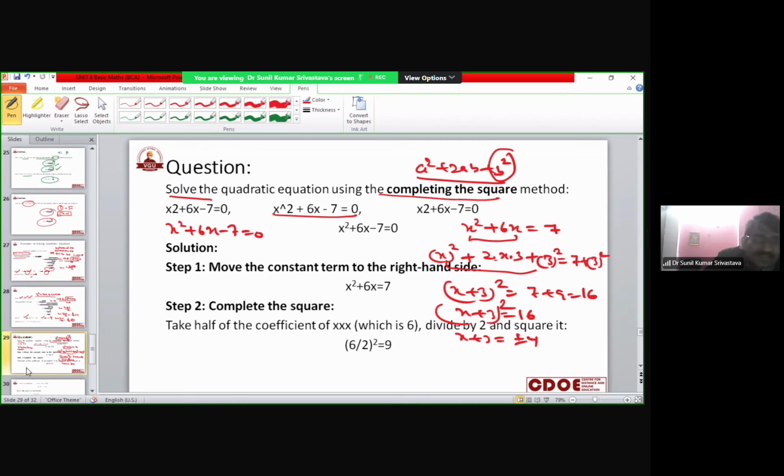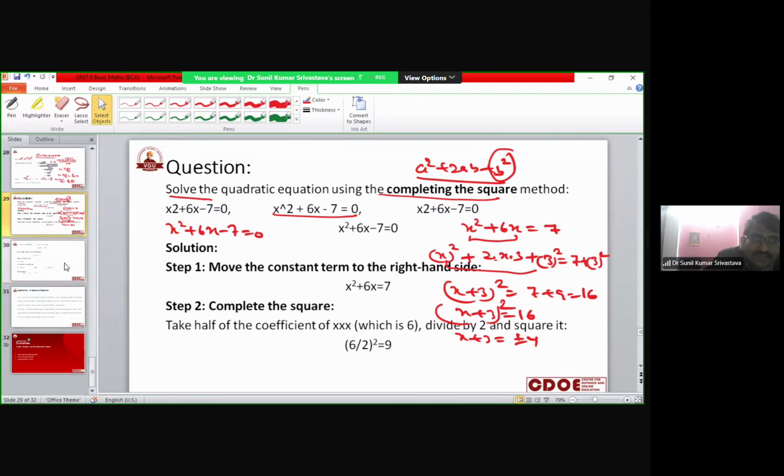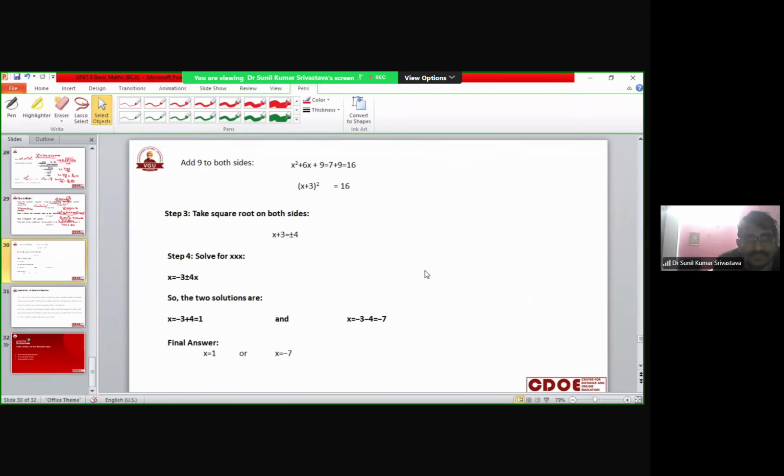So the answer will be plus 1 and minus 7. So you can take here, the answer is x is equal to 1 and x is equal to minus 7. So this is the method by which you can find the solution of the quadratic equation by using the complete square method. In this way, you can conclude the answer.